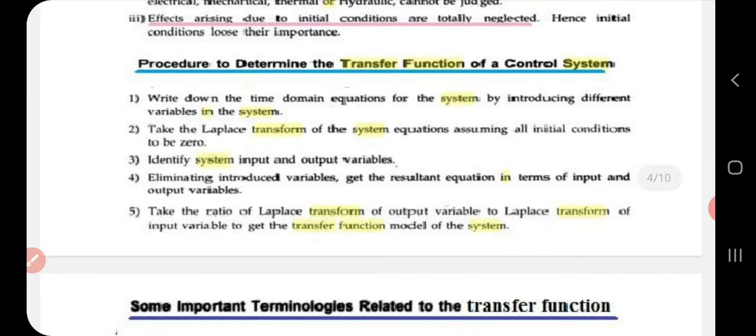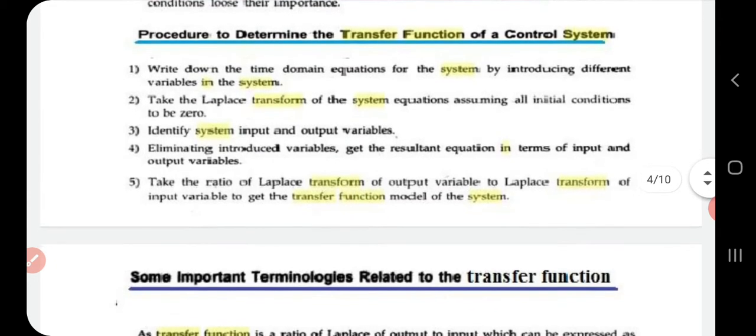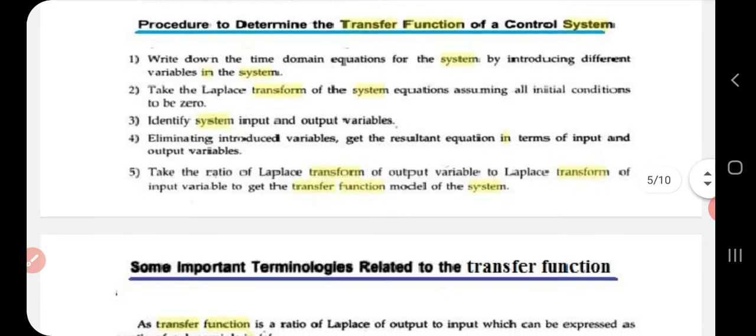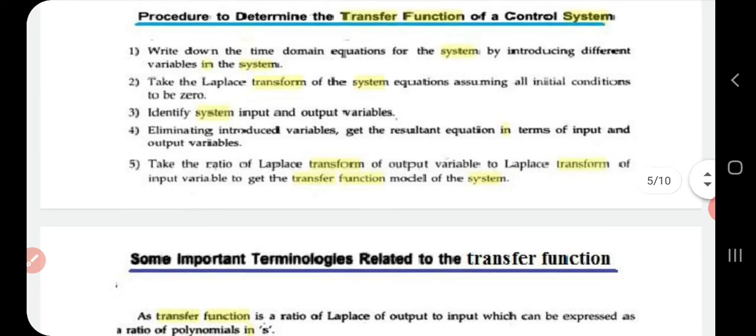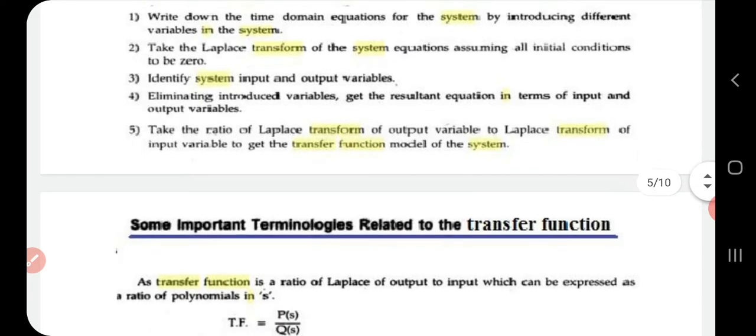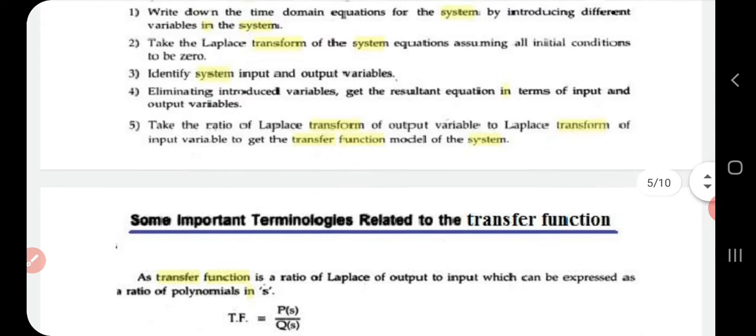Now this is just a brief explanation of how you determine the transfer function of a system. Just study these 5 steps. First, you write the time domain equations for the system by introducing different variables in the system. Then take the Laplace transform of the system equations, assuming all initial conditions to be 0.